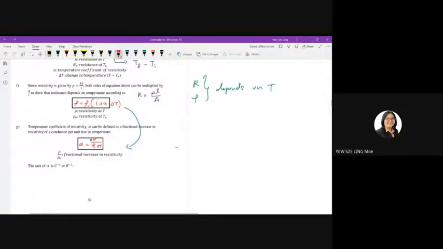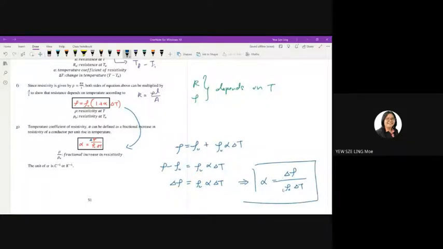Okay, so delta rho. Why? Because if you expand the equation, rho is equals to rho naught plus rho naught alpha delta T. Rearrange the equation: rho minus rho naught equals rho naught alpha delta T. This part can be written as delta rho equals rho naught alpha delta T. Therefore, alpha is equals to delta rho over rho naught delta T. So this is the definition of alpha, the temperature coefficient of resistivity.